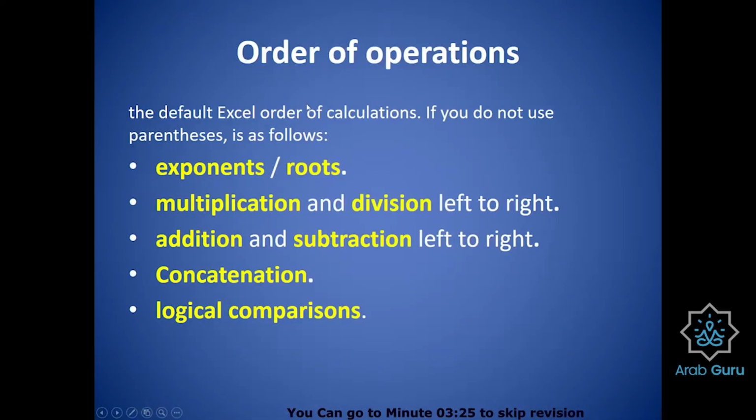Also, we discussed the order of operation. That means if you have division, subtraction, addition, and so on in the same equation, how Excel will process these operations. And we talked about that there is a specific order Excel will handle. For example, it will start with exponents or roots, then will go for multiplication or division, then addition or subtraction, then concatenation, then logical comparison. That means after everything is already done, Excel can now logically compare the content of the cell with something else.